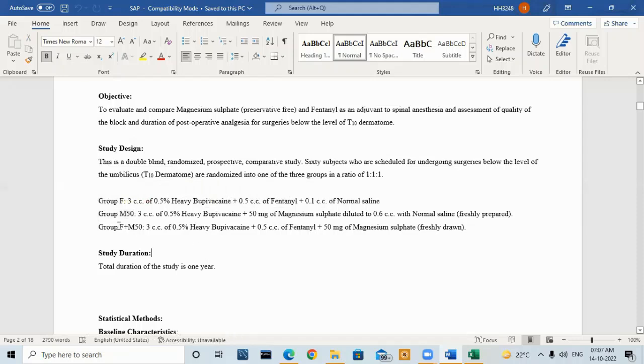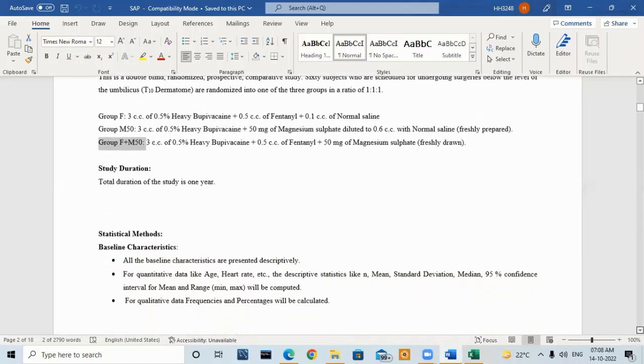Third is what? Receiving fentanyl also and what? Magnesium sulfate also, both. That's why F plus M50. Clear everyone? F represents fentanyl, M50 what here? Represents that both are being received. So these three groups are formed in the study. Now it is clear to everyone.